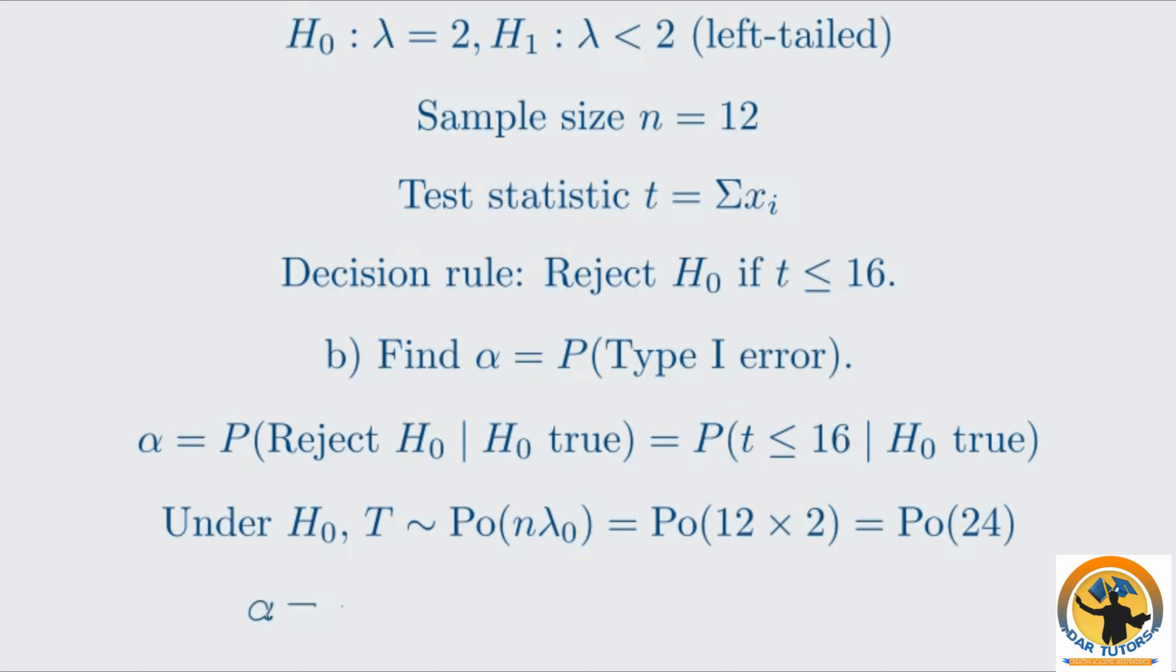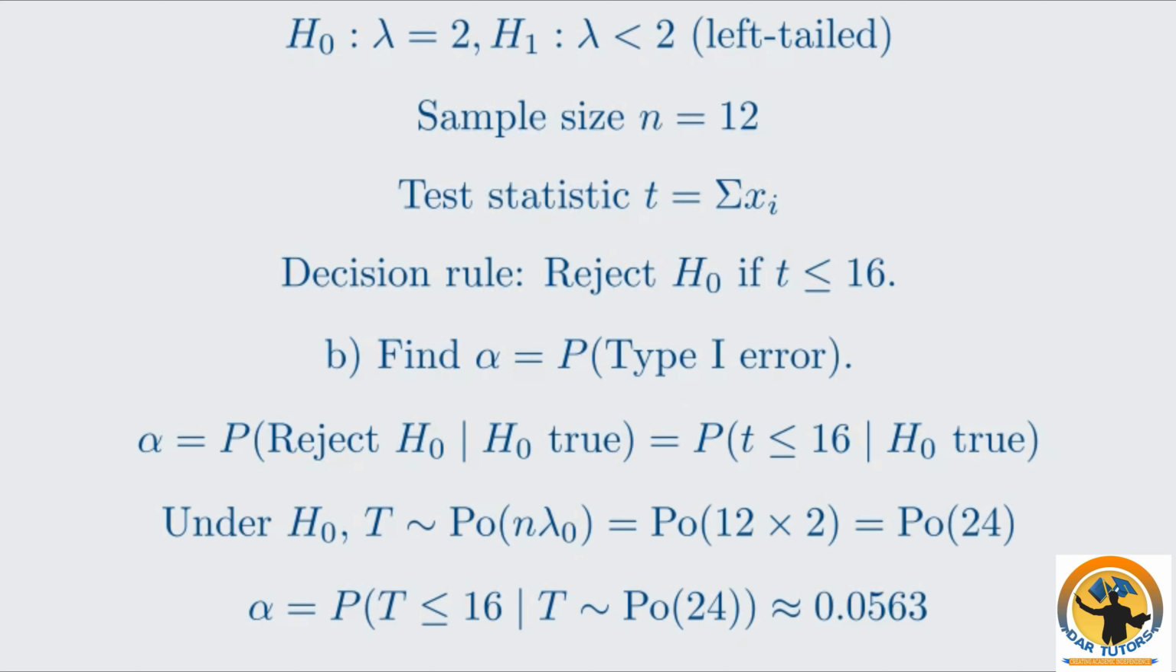We need to find the probability that T is less than or equal to 16, given that T is a Poisson 24 variable. Since the Poisson is a discrete distribution, we can use a calculator to find the cumulative probability, P(T ≤ 16), for a Poisson 24 distribution. This gives a result of approximately 0.0563. This means our test has a significance level of about 5.63%.